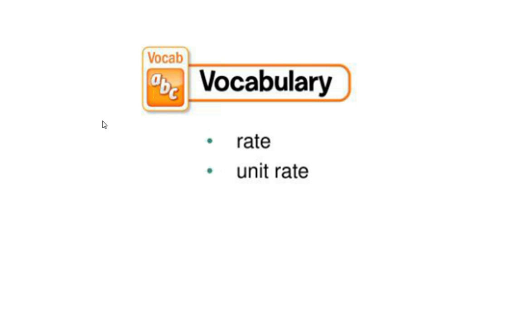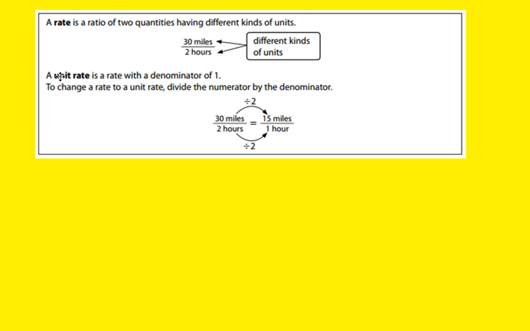Vocabulary you're going to need to know for today is rate and unit rate. A rate is a ratio of two quantities having different kinds of units. So for example, 30 miles over 2 hours. They're two different units. A unit rate is a rate with a denominator of 1.